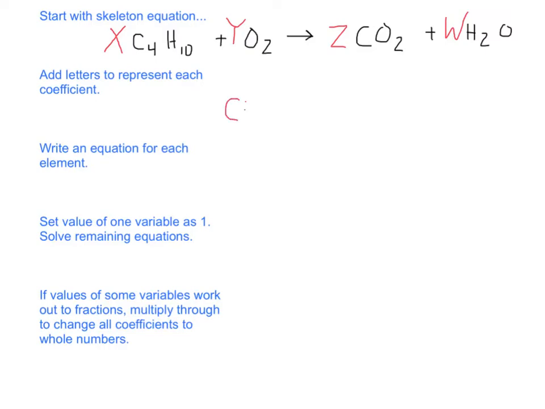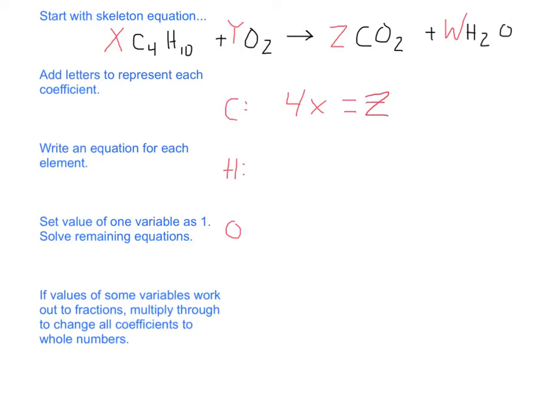We only have 3 elements here: carbon, hydrogen, and oxygen. So we're going to start with carbon and say, all right, I have 4 carbons, so that would be 4x equals, and we look on the right side. There's only 1 carbon on the right, so it equals 1z, or just z in this case. So that's the first equation, 4x equals z.